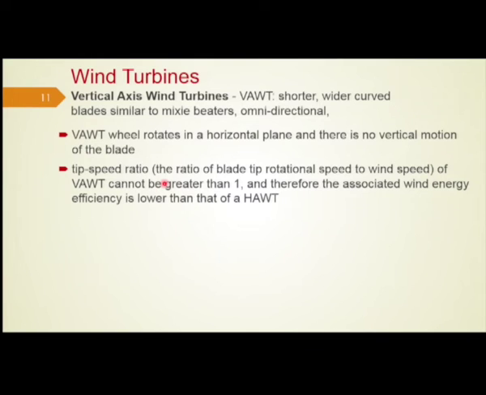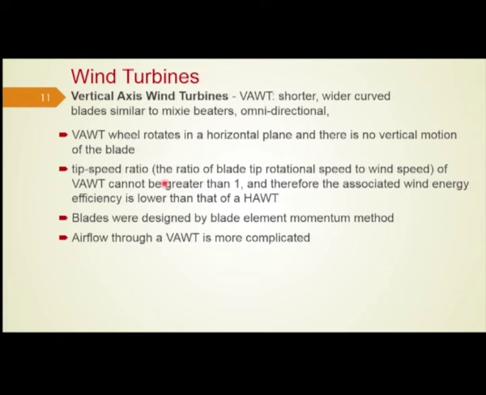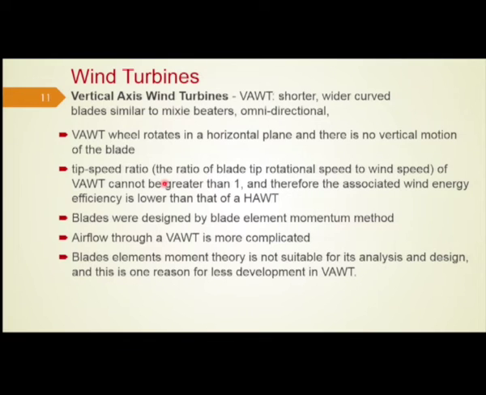The tip speed ratio, that is the ratio of blade tip rotational speed to wind speed, of a VAWT cannot be greater than 1. So the energy efficiency is less compared with the horizontal axis wind turbine. The blades of the horizontal axis turbine are designed by the blade element momentum method. The airflow through a VAWT is more complicated, so the blade element momentum theory is not suitable for its analysis and design. Therefore, there is much less development in the VAWT.